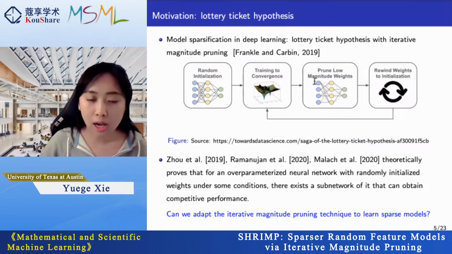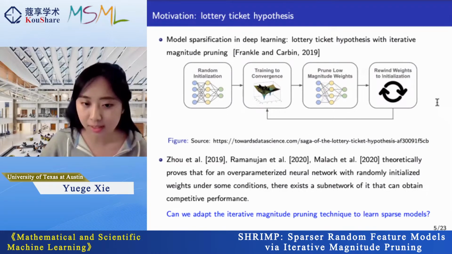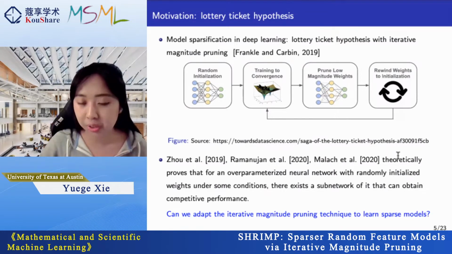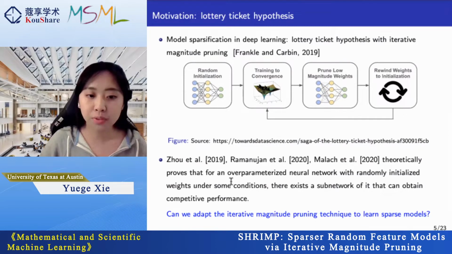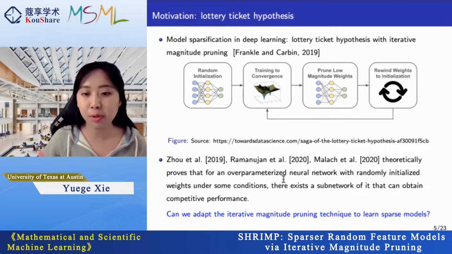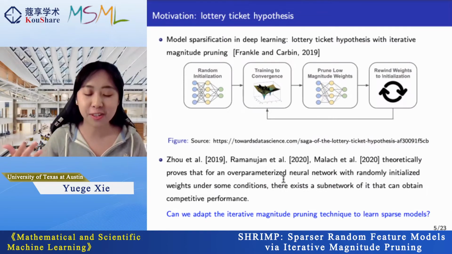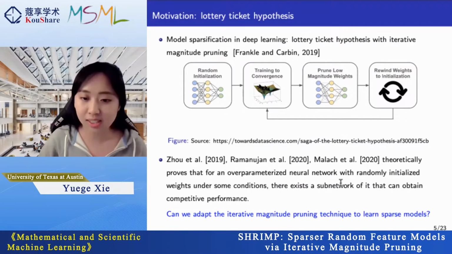And furthermore, beyond the empirical success, Zhou et al. and other concurrent works also theoretically prove that for a sufficiently over-parameterized neural network with randomly initialized weights, under some conditions, there exists a sub-network that can obtain competitive performance. So beyond the empirical evidence, they prove it theoretically.